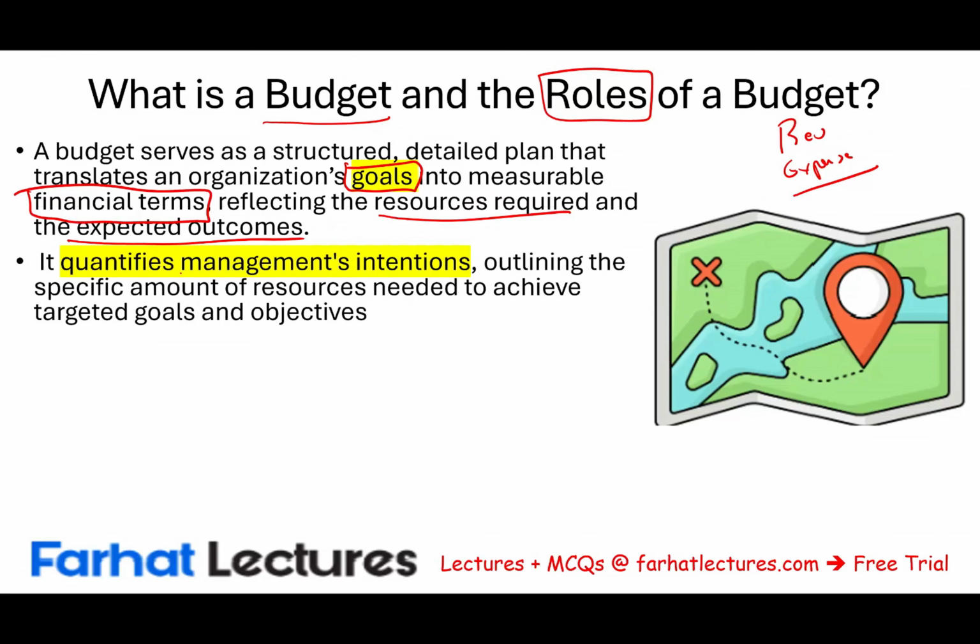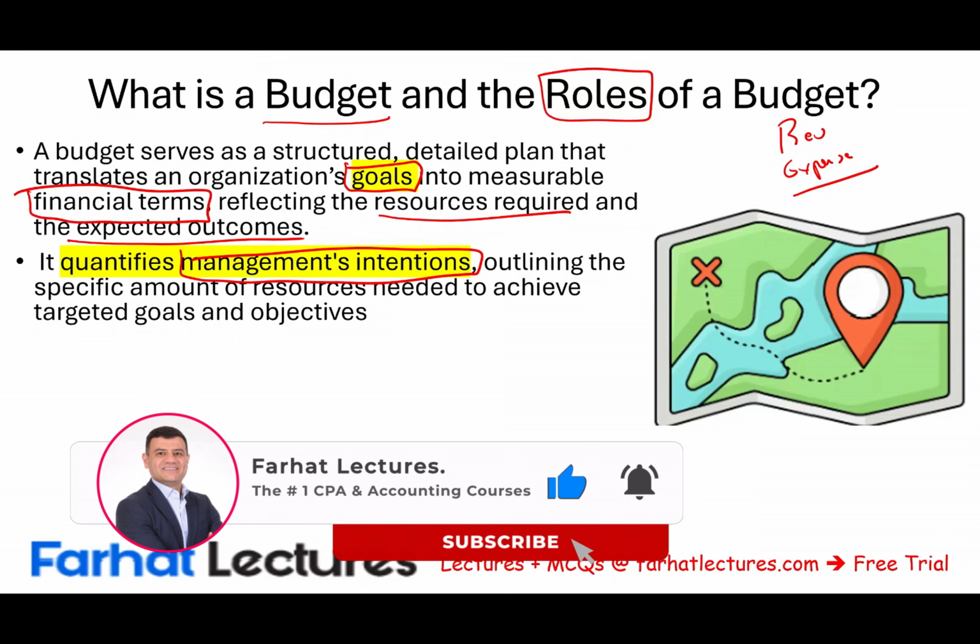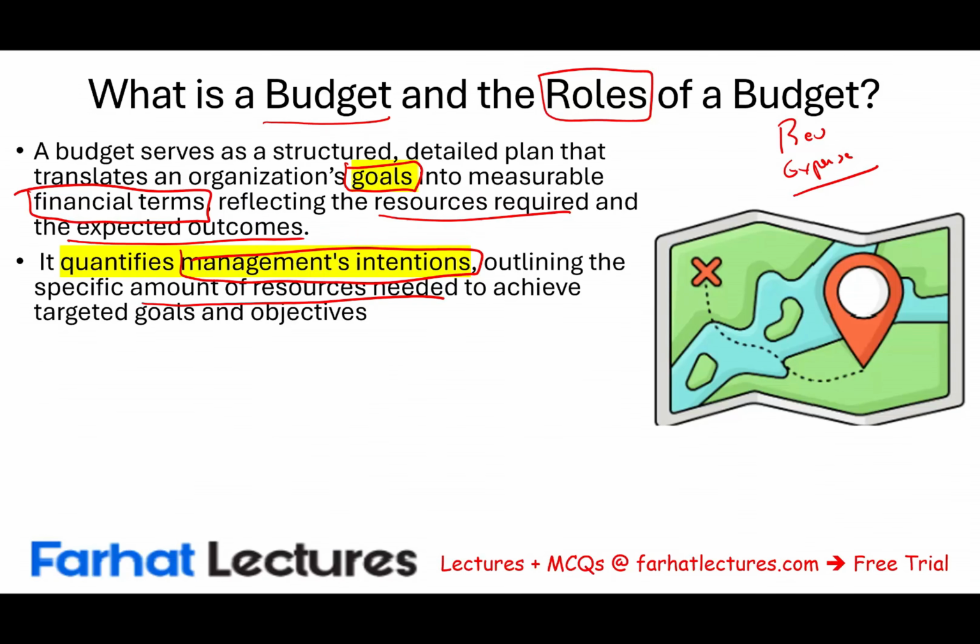It quantifies management's intentions, management's goals. Management wants to do certain things, and it tells you, here are the numbers that you need in order to achieve your goals. It outlines the specific amount of resources needed. What resources do you need to get to your goals and objectives? This is what a budget is. Don't worry, we're going to work a complete budget.